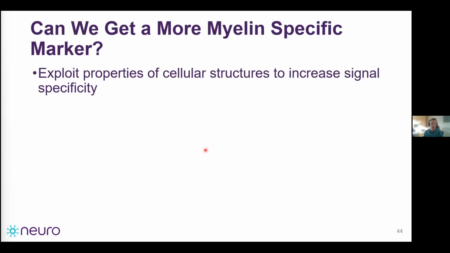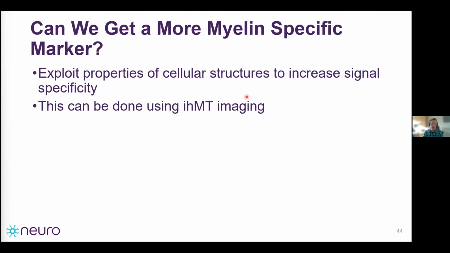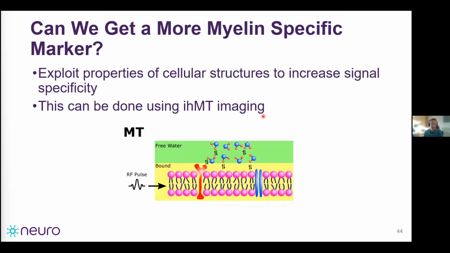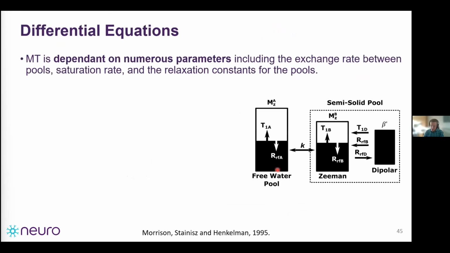Can we exploit properties of cellular structures to get an even more specific marker? My more recent work has been looking at ihMT, or inhomogeneous magnetization transfer imaging. Again, it uses the same physical mechanisms as the previous MT imaging, but it gets a little bit more complicated.